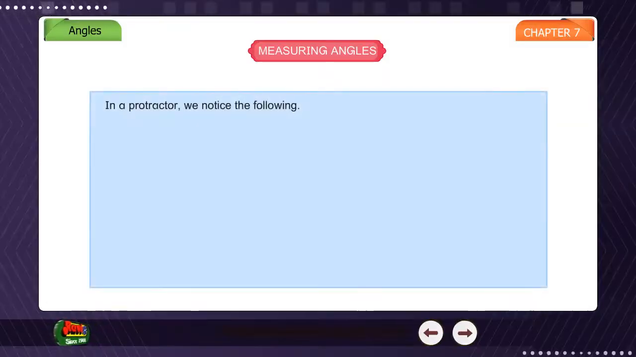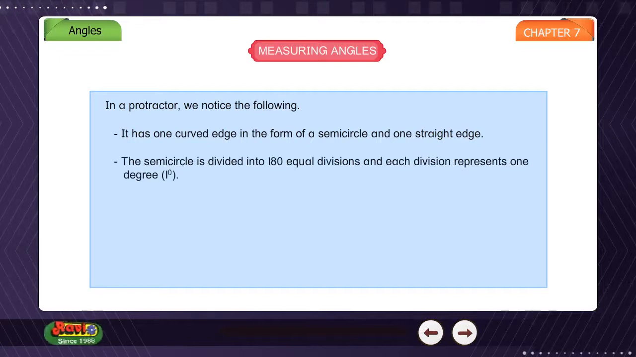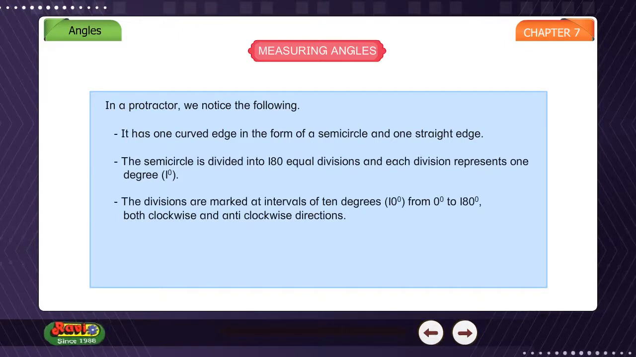In a protractor, we notice the following. It has one curved edge in the form of a semicircle and one straight edge. The semicircle is divided into 180 equal divisions and each division represents 1 degree. The divisions are marked at intervals of 10 degrees from 0° to 180°, in both clockwise and anti-clockwise directions.